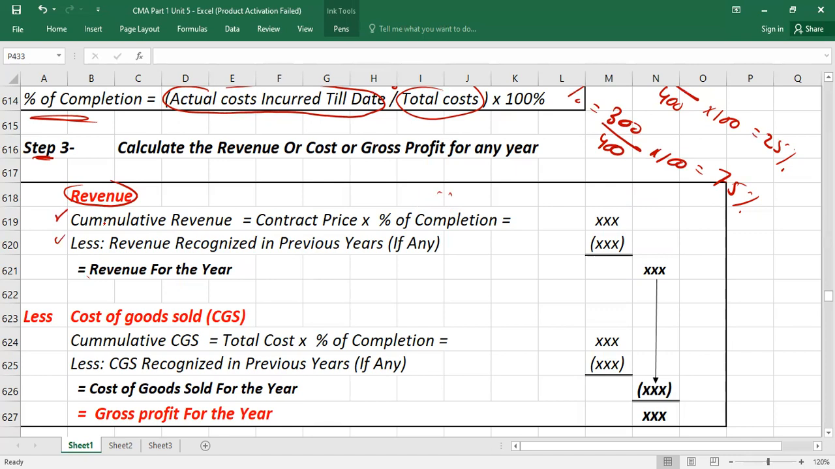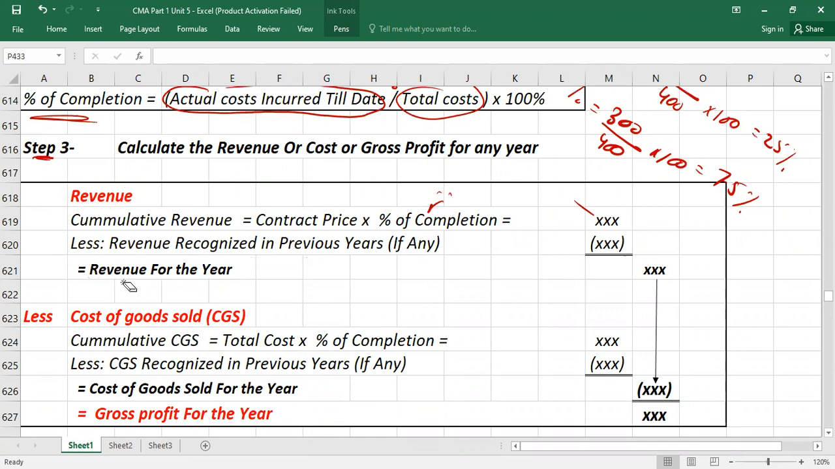Can I ask a question? Say you are calculating revenue for the first year only. What will you do? You will take the contract price, multiply by the percentage of completion of year 1. This will give you cumulative revenue. From there, you will deduct revenue recognized in previous years. And there are no previous years relevant to this project, so previous year revenue will be 0. So you will get the whole revenue for the year. Understood? Clear?